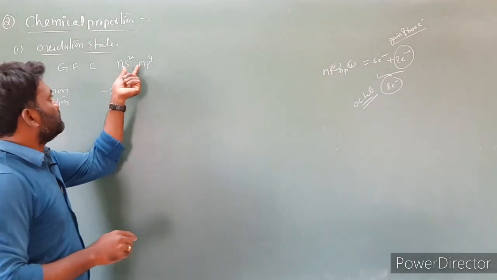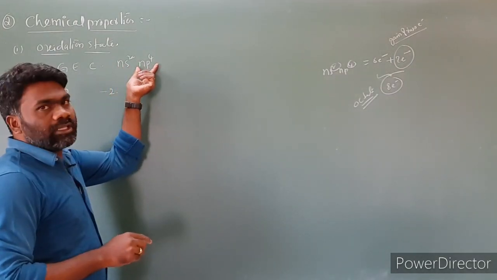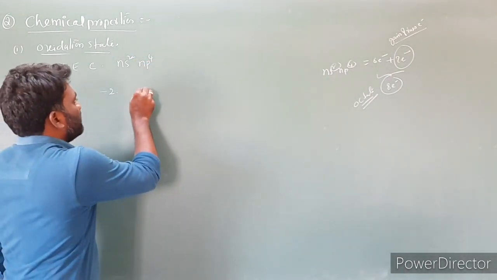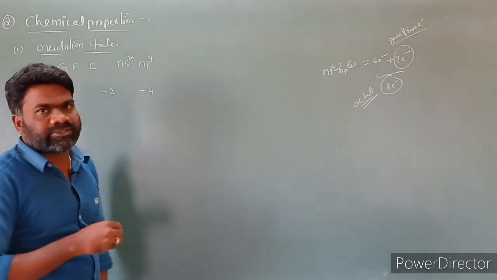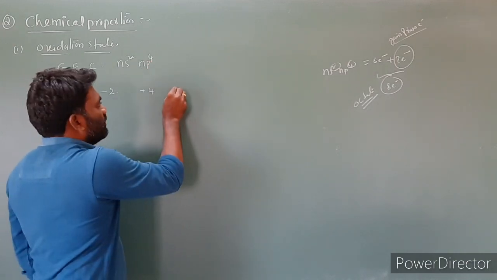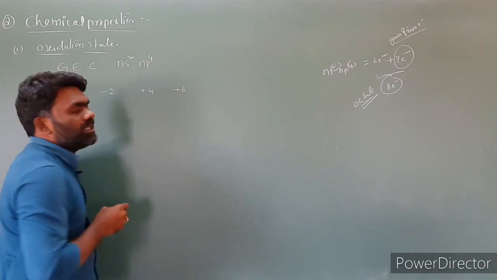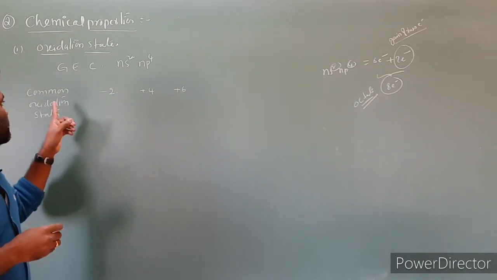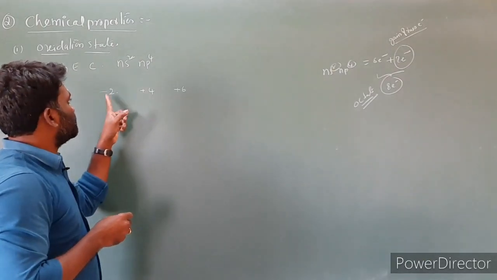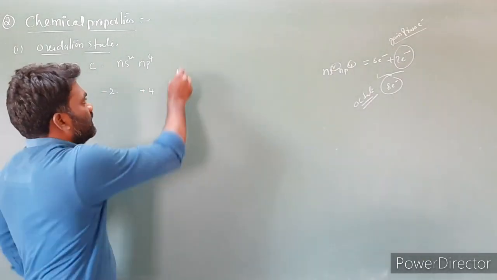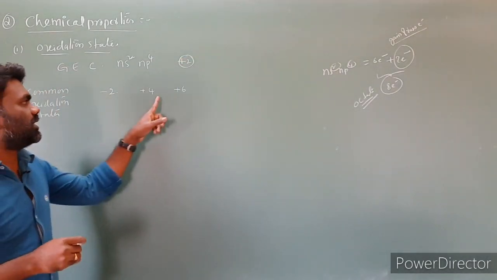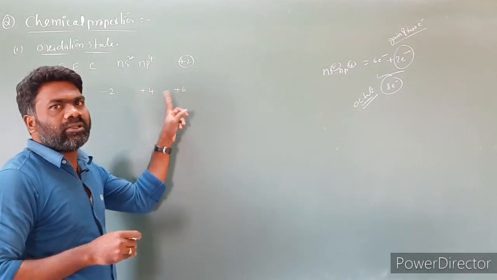Next, if the 4 electrons of np4 are involved in the bonding, they can exhibit the plus 4 oxidation state. If all the electrons, 2 plus 4, a total of 6 electrons, are involved in the bonding, they exhibit the plus 6 oxidation state. So the most common oxidation states are minus 2, plus 4 and plus 6. In addition to that, all these elements even exhibit the plus 2 oxidation state, but plus 4 and plus 6 are the most common.